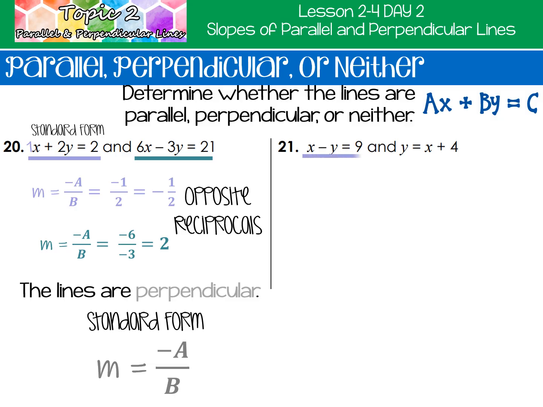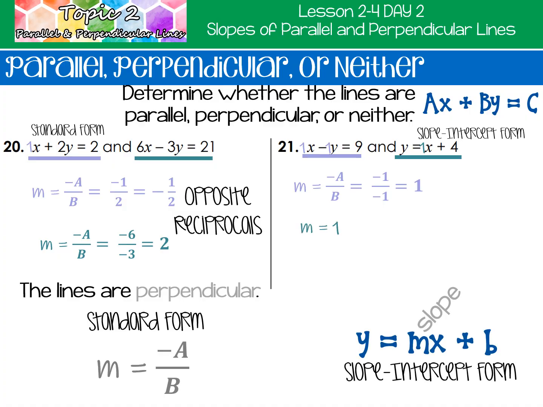Let's look at the next one. Let's throw in a couple ones again. And the opposite of A over B is going to be -1 over -1, which is 1. And that's in slope-intercept form. And there's a 1 out in front of there too, which is a slope. So our slopes are the same, which means these two lines are parallel.